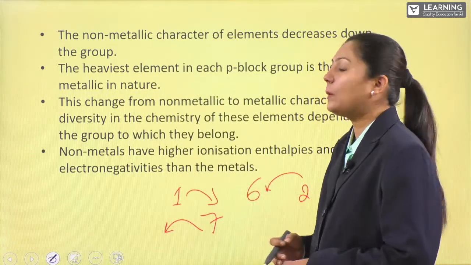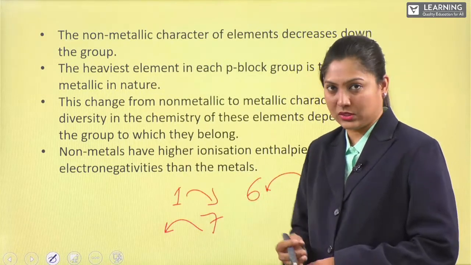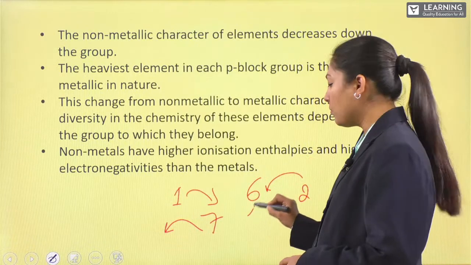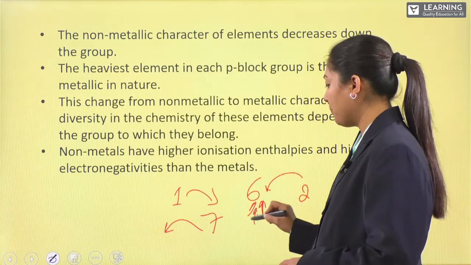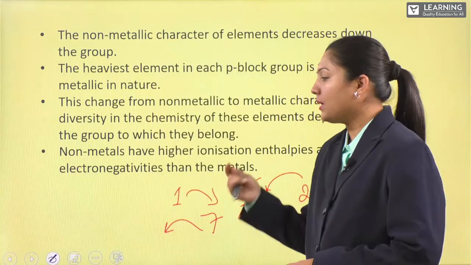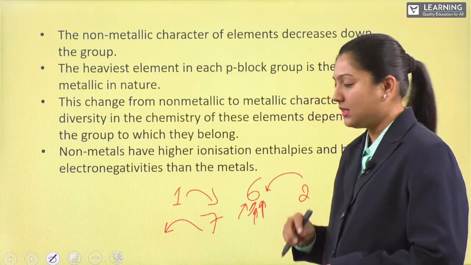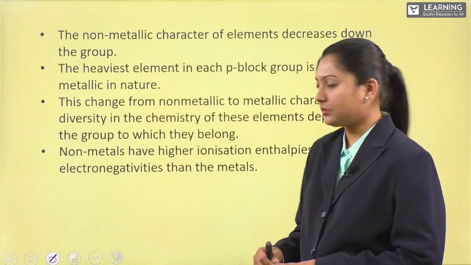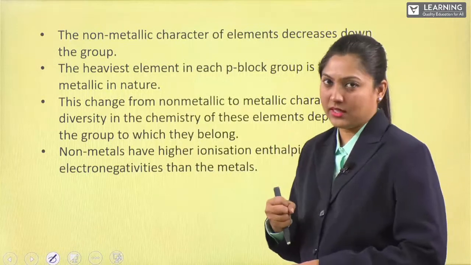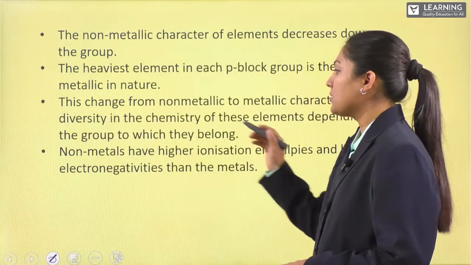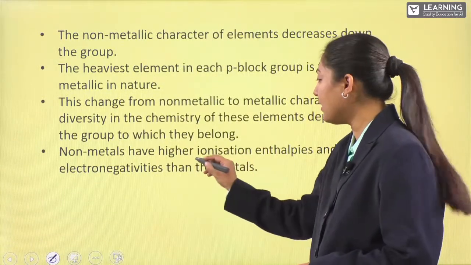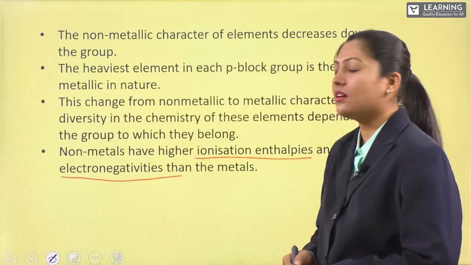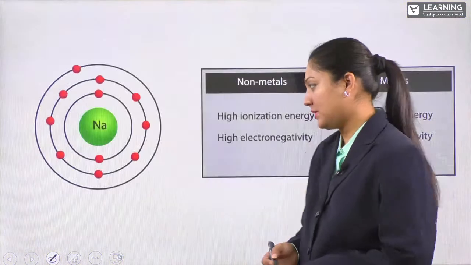So here non-metals will not easily lose the electrons. If they have to lose the electrons, you have to give more energy for them. Why? Because generally non-metals will have smaller size compared to the metals. Got it? Yes. And their effective nuclear charge also matters. So non-metals have higher ionization enthalpy and higher electronegativities than that of metals.